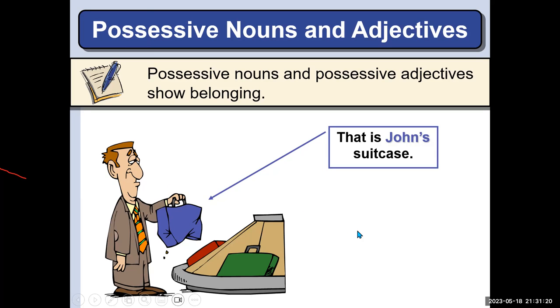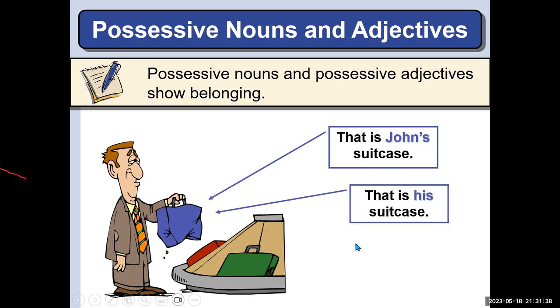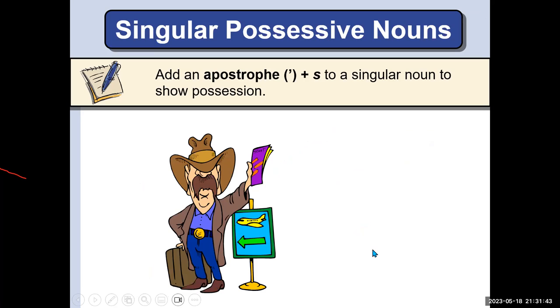¿Qué está diciendo el señor ahí? Esta es la maleta de John. Okay. That is John's suitcase. That is his suitcase. Okay, and an apostrophe. We already talked about this. Add an apostrophe plus S to a singular noun to show possession. Ya lo dijimos en español.